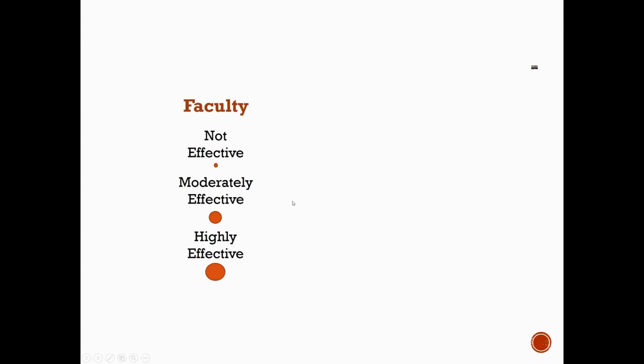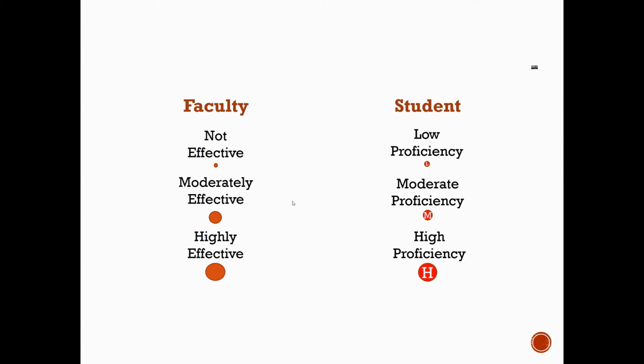We're going to set up this example by imagining a program that wants to improve its students' writing skills. Okay, here come the dots. On the left-hand side of the screen, we're representing faculty with these orange dots. The bigger the dot, the more effective that faculty member is at teaching writing skills. On the right side of the screen, we're representing students and their proficiency with writing. Again, the bigger the dot, the higher the proficiency.